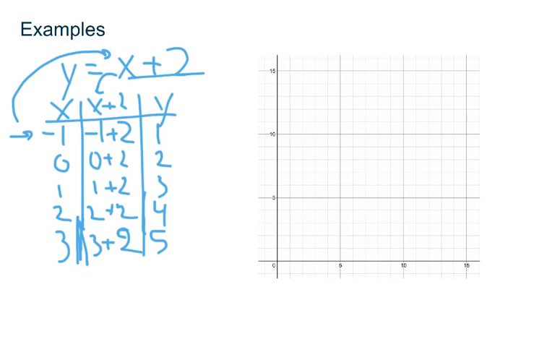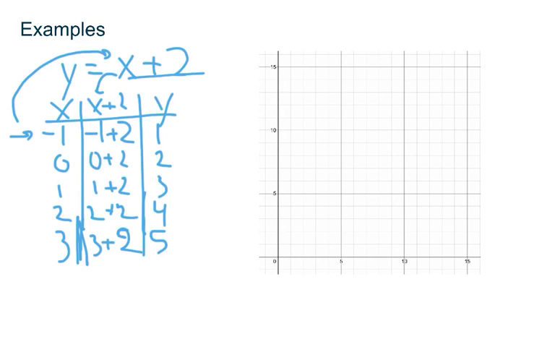Now what I can do is take these XY points and put them on a graph. So -1, 1 is right there. Oops, let me switch the marker. That usually helps.